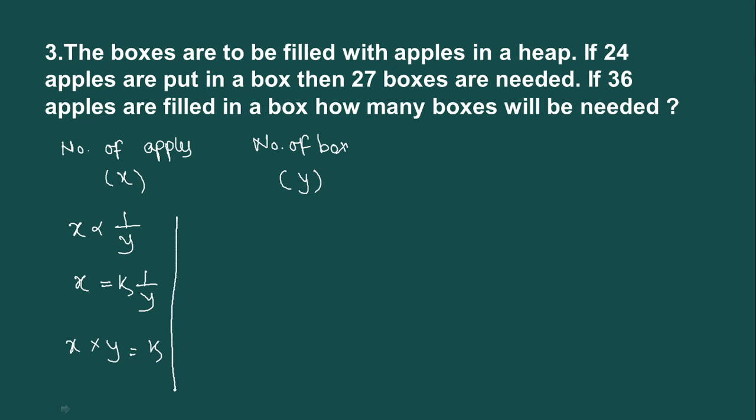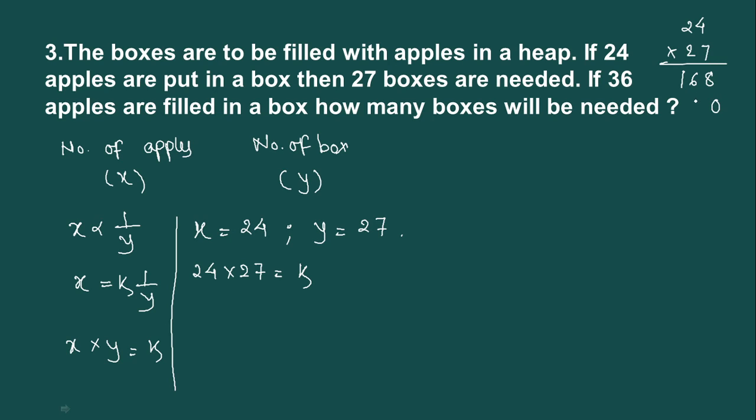Now children, see, when you were inserting 24 apples in one box, how many boxes were needed? You needed 27 boxes, correct? So now let's see what we will get. 24 into 27 will be equals to k. Now let's multiply this, 24 into 27. 7 4s are 28, 2. 7 2s are 14 and 2 will be 16. Then you have it as 648. So the constant value is 648. Now what will our equation turn out to be? xy is equals to 648.